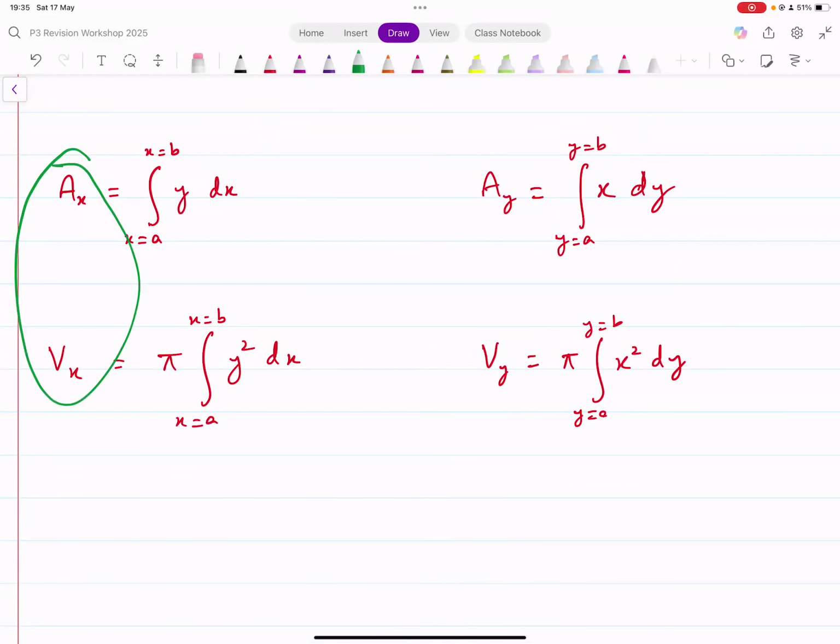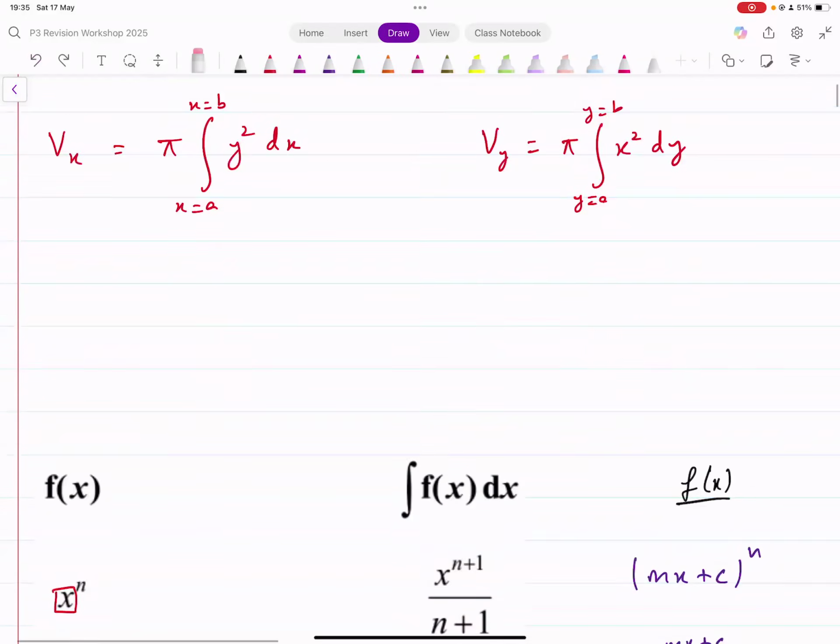In the x-axis formulas, you've got y and y square. In the y-axis formulas, you have x here and x square here. Limits are values of y in the second case. And for volume, do not forget the pi outside. Okay, these are the formulas that we've got. You need to use them here as well.